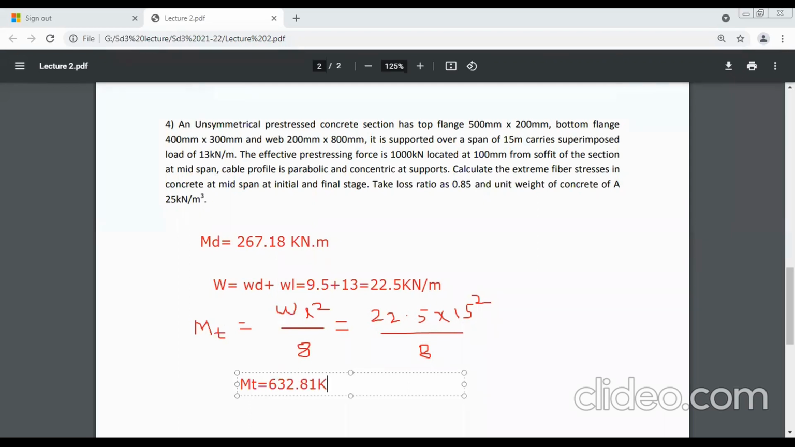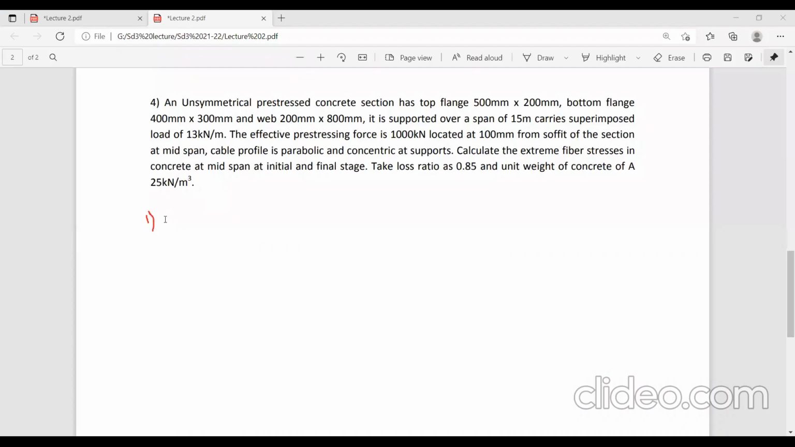632.81 kilonewton meter. Stresses at initial stage. So we'll write stresses at initial stage means what?